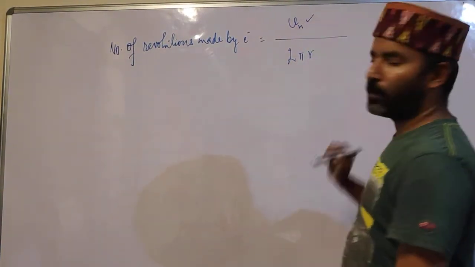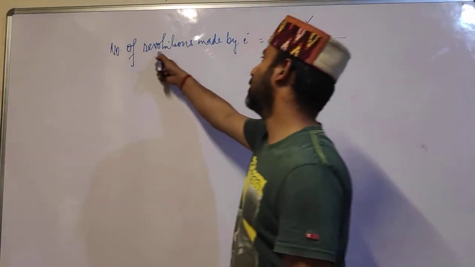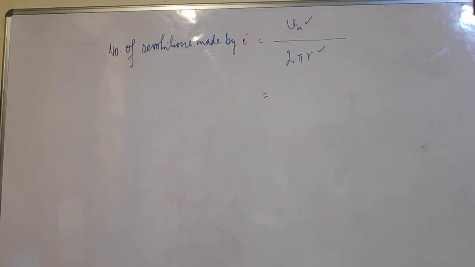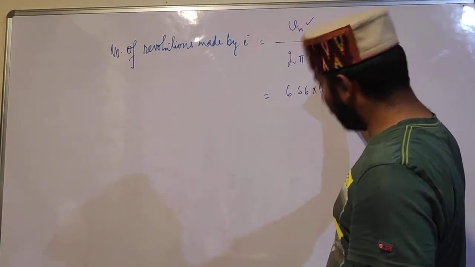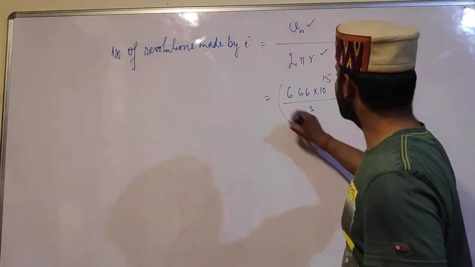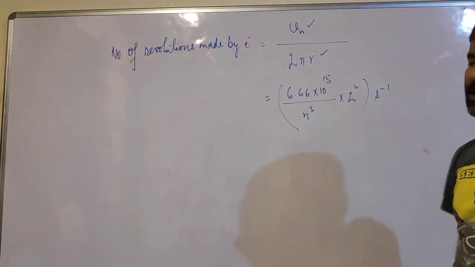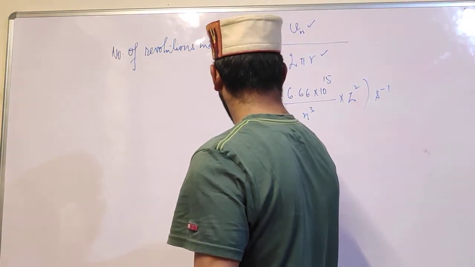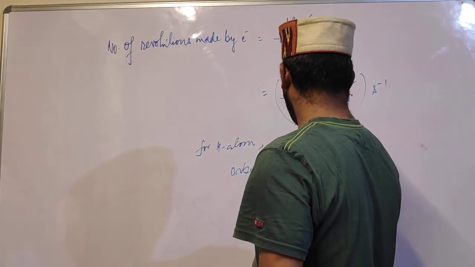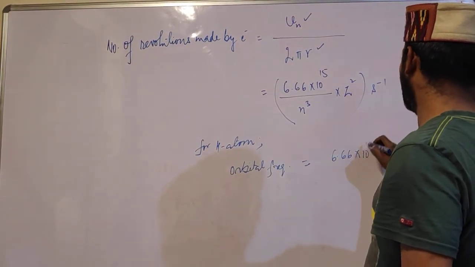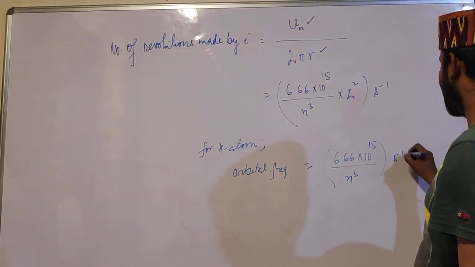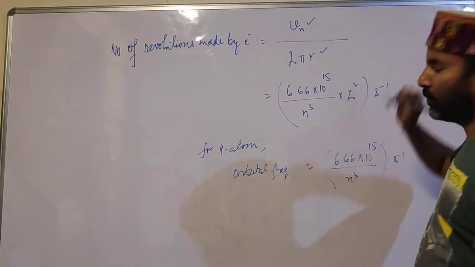Now student, velocity का value आपको पता है, radius का value अगर आपको पता है, तो आप number of revolutions which are made by an electron in any orbit can be calculated. And students, ये जब calculate करके आएगा तो it will be 6.66 into 10 raised to power 15 upon n cube into z square per second. This is a general expression for hydrogen atom. For hydrogen atom, ऑर्बिटल फ्रीक्वेंसी, मतलब रेवोल्यूशंस कितने होंगे इलेक्ट्रॉन के, will be 6.66 into 10 raised to power 15 upon n cube, because z हाइड्रोजन के लिए 1 होगा, so this is per second or in hertz. And for hydrogen like ions आपको z भी पुट करना पड़ेगा.